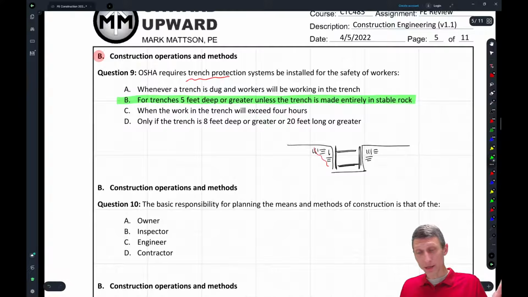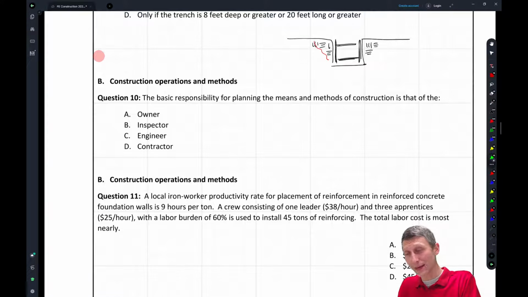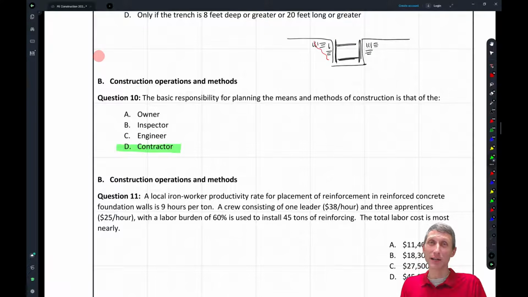So the next question, basic responsibility, means and methods. I hit this twice in here, but again, the basic responsibility for means and methods is the contractor, right? And that's where you have to be careful. Even in some of your responses as an engineer, sometimes you have to be careful that you don't direct the contractor of how to do things.